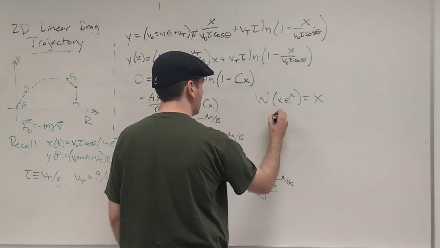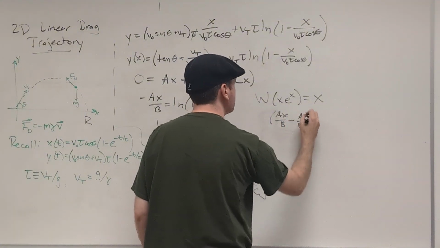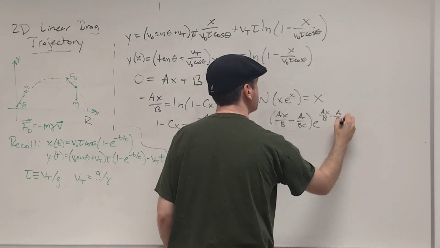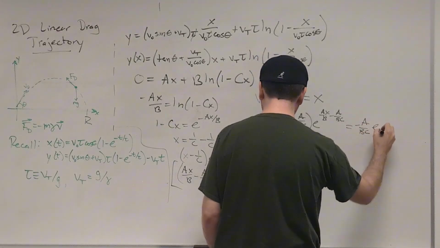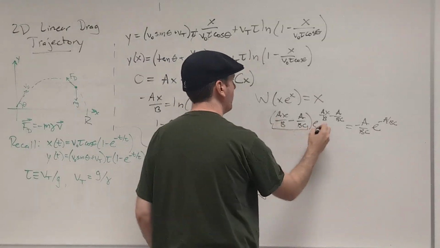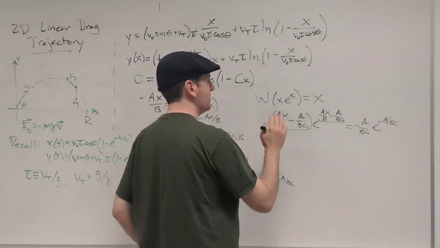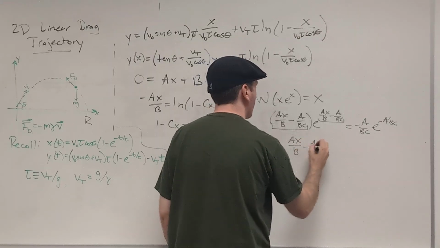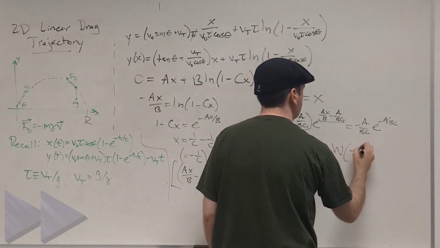So I'll write that last step in. We've got ax over b minus a over bc e to the ax over b minus a over bc equals negative a over bc e to the minus a over bc. And now it is exactly of the form we want. Exponent and prefactor match. I apply the Lambert function to both sides, and I just get that argument. On the other side, I'm going to get the Lambert function.